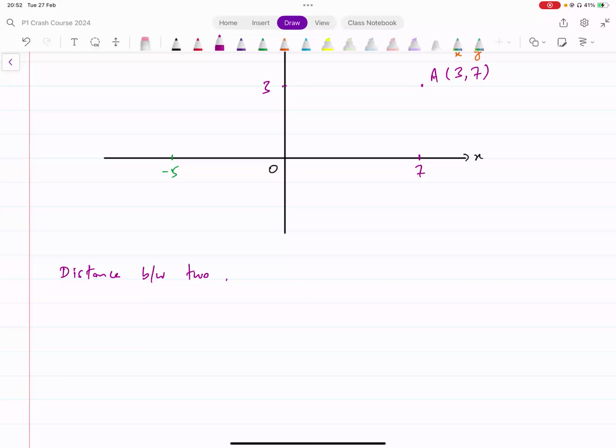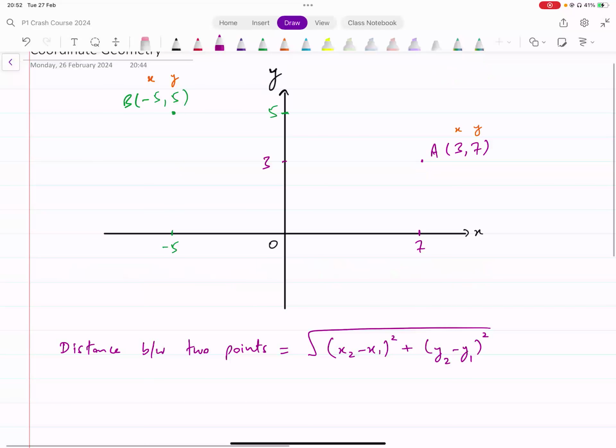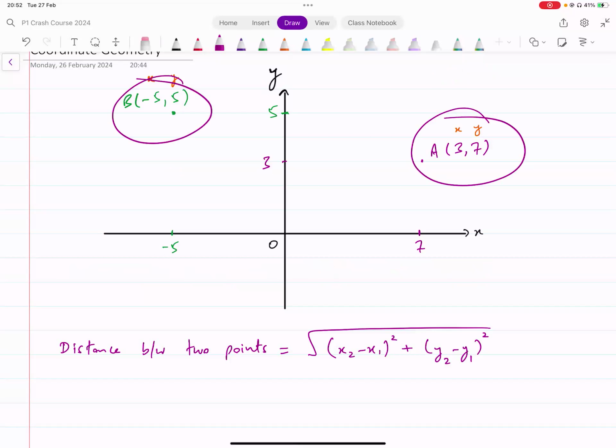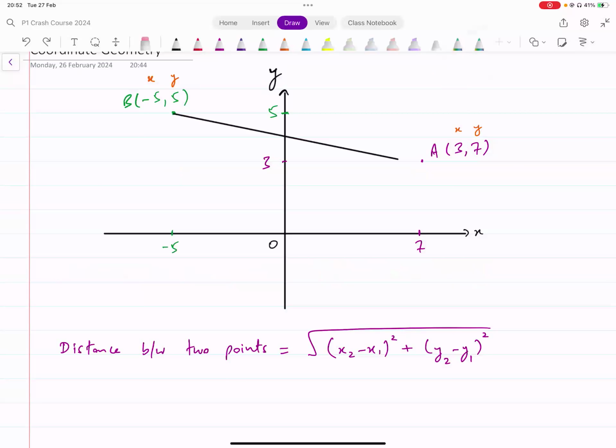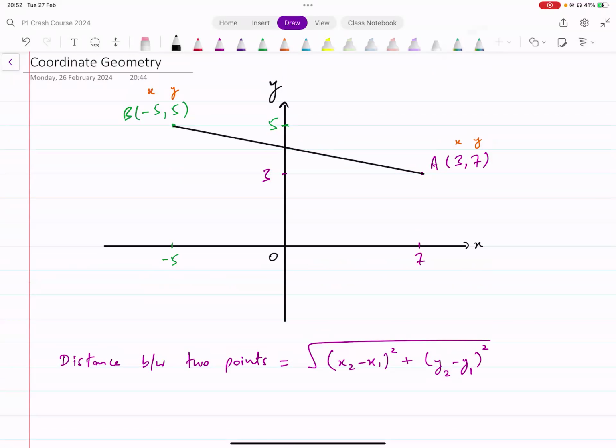What's the formula that we have for that? You will need to remember this. It's not given in the formula sheet. It's x2 minus x1 whole squared plus y2 minus y1 whole squared, and then you take the square root of that. Where does this formula come from? It comes from Pythagoras. If you have these 2 points, A and B, what you are interested in is the length of this line AB.